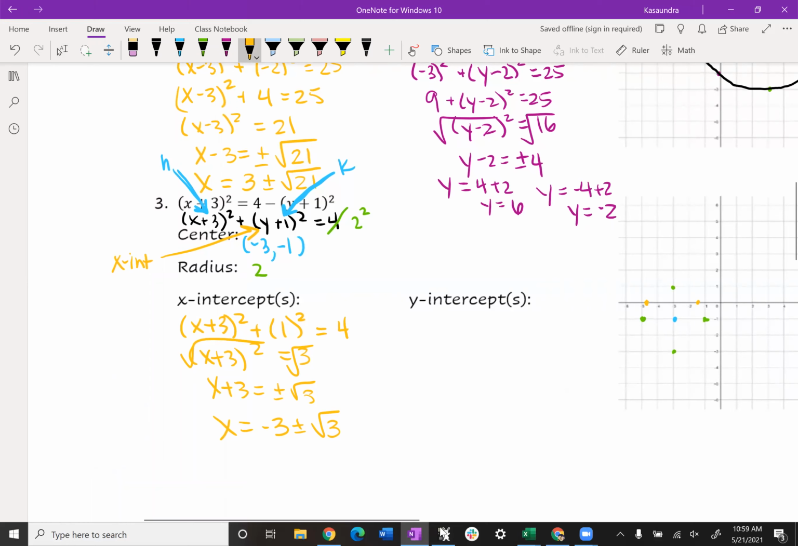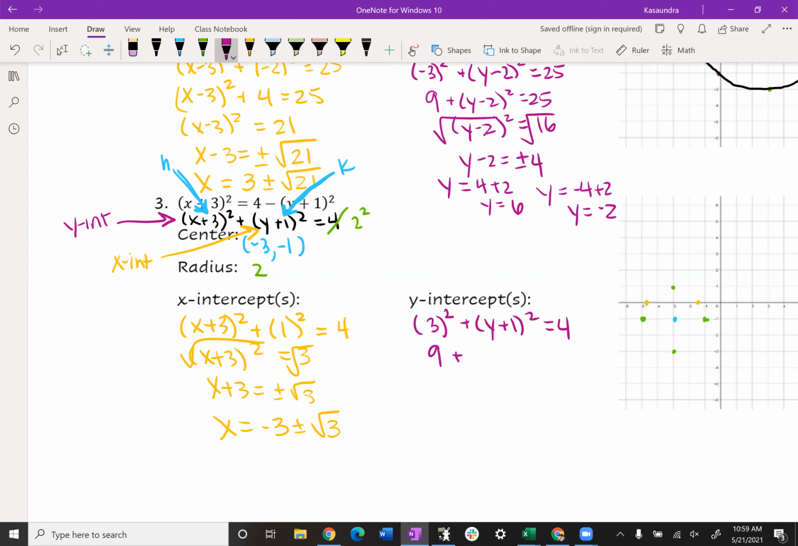All right, and I can tell from the graph it's not going to hit my y-axis, but algebraically, let's see what that would look like algebraically. If I make the x value a 0 for every y-intercept, my x is 0. So if I make that a 0, 0 plus 3 is 3, and the rest I will leave alone for now.